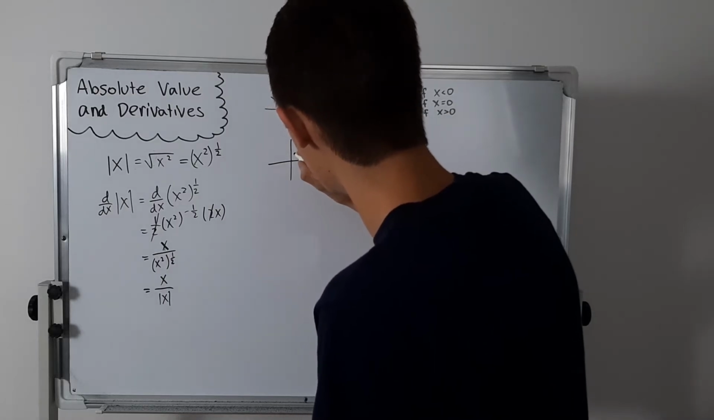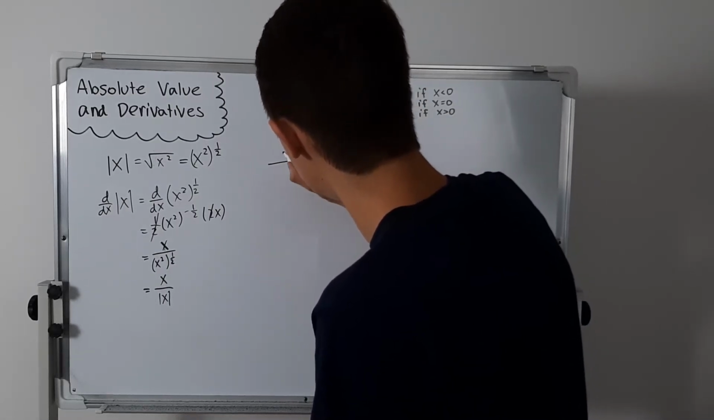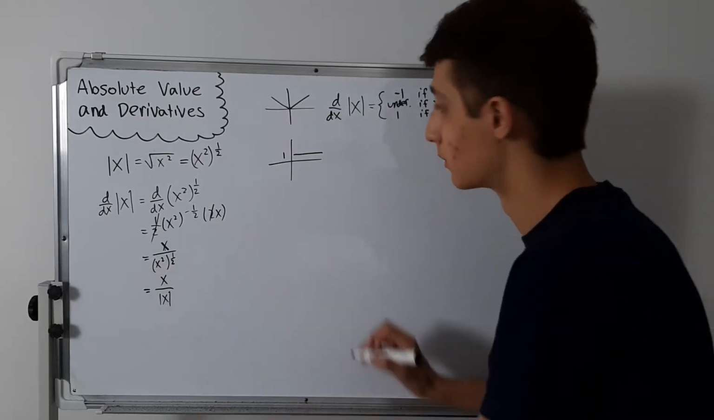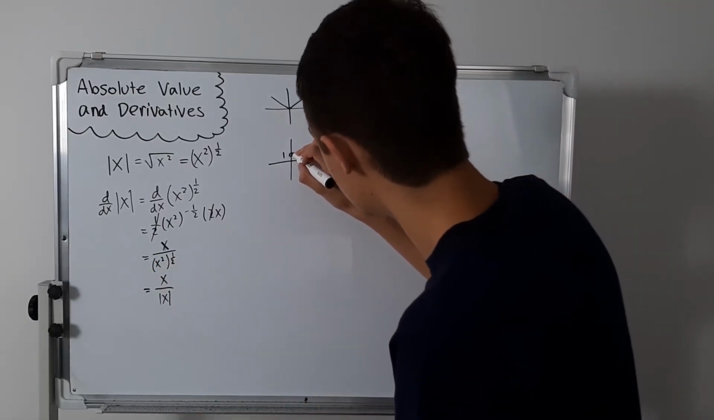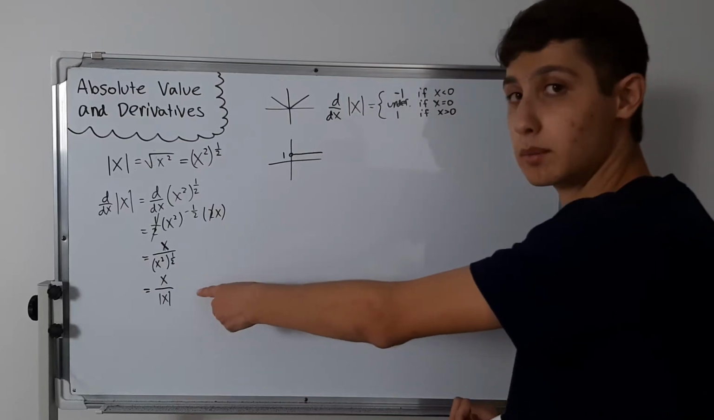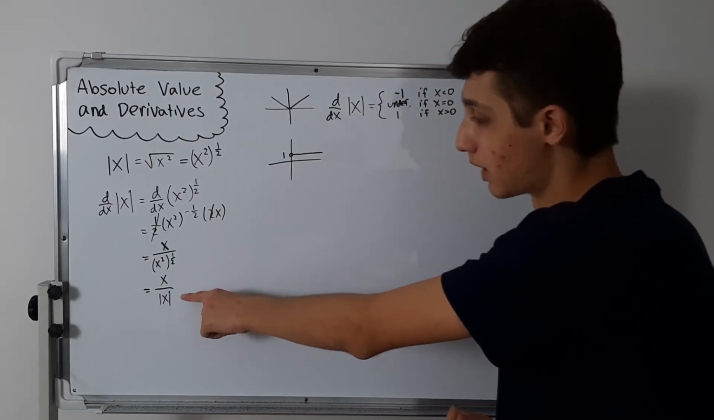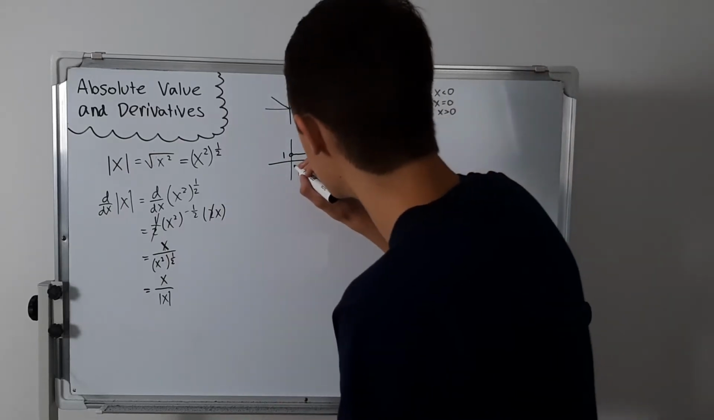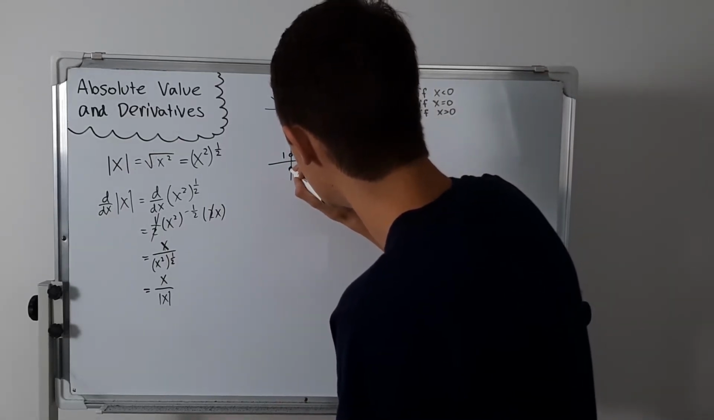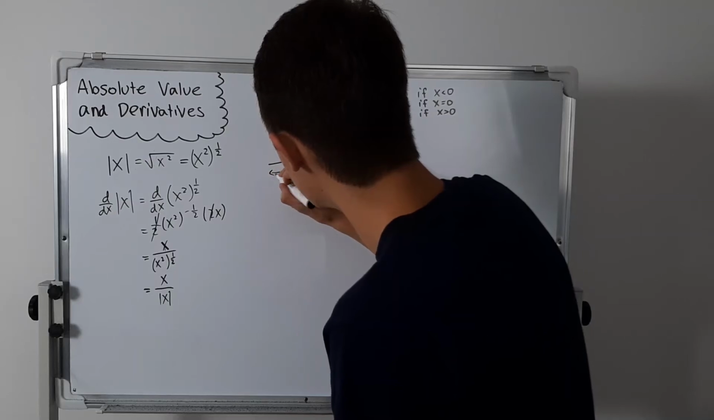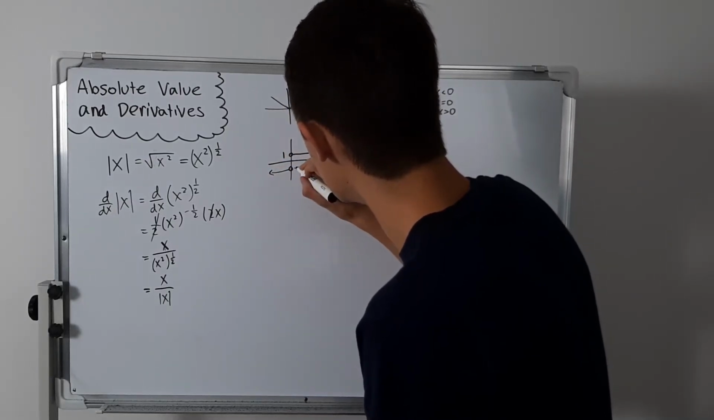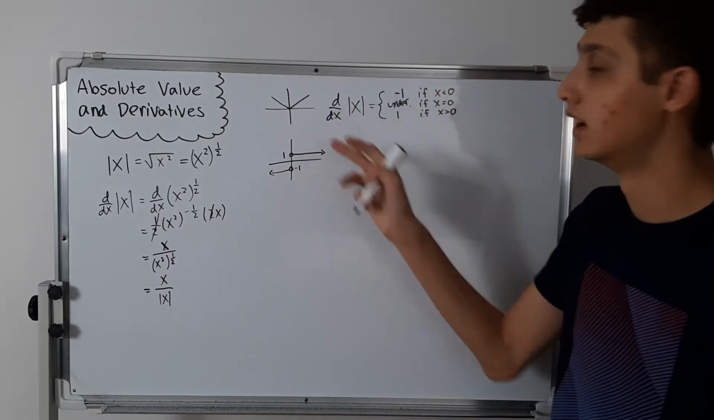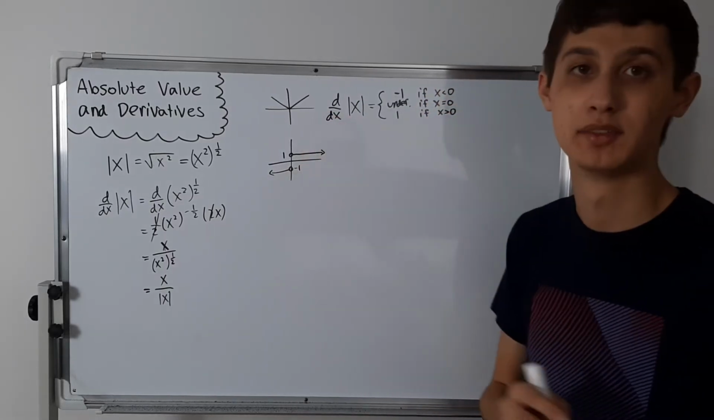So for positive numbers, we just get 1. We'll say 1 there. At 0, we're undefined because we're dividing by 0. We can't do that, so we're undefined here. For negative numbers, it's negative 5 over absolute value of negative 5. That's going to give us negative 1. So again, undefined at 0, but we go this way on a horizontal line at negative 1. And that's what it looks like, and this is the derivative of absolute value.